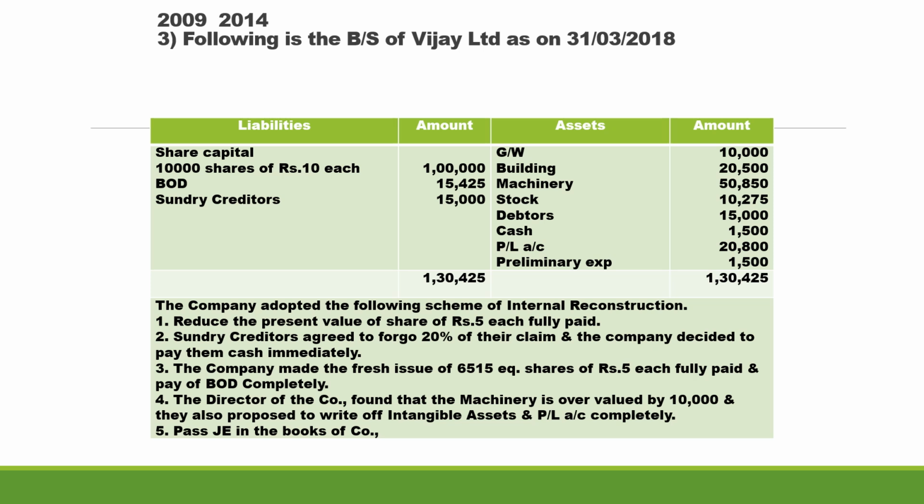So we have share capital, 10,000 shares of rupees 10 each, we get 1 lakh. They have not mentioned what type of share it is, so we conclude that it is equity share. Then we have BOD 15,425, creditors, goodwill. As per instruction in the question, goodwill has to be written off. Next we have building, machine, stock, debtor, cash. Then we have PL account 20,800 has to be written off. Preliminary expenses 1,500 has to be written off.